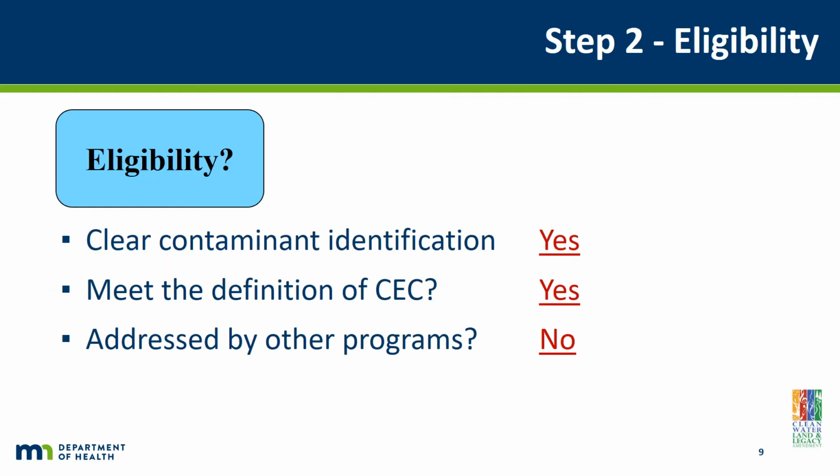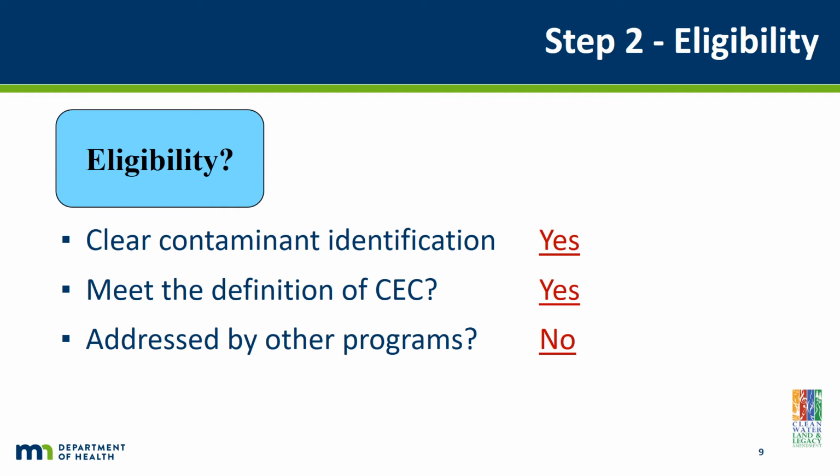Step 2 is an evaluation of eligibility for the CEC initiative. At this step, several questions are asked to determine whether the nominated contaminant is eligible to be addressed through the CEC initiative. The first question is, does the nomination contain sufficient information to identify a contaminant? For example, a nomination of chemicals in stormwater would not contain sufficiently clear contaminant identification information, and therefore would not be considered eligible for further evaluation. To be considered eligible, the answer to this question needs to be yes.